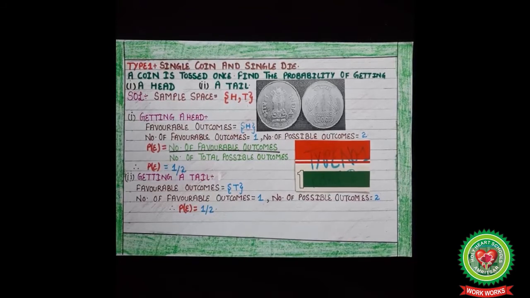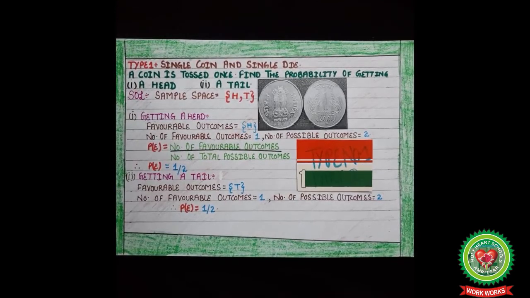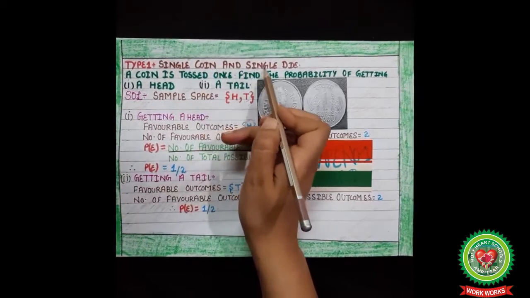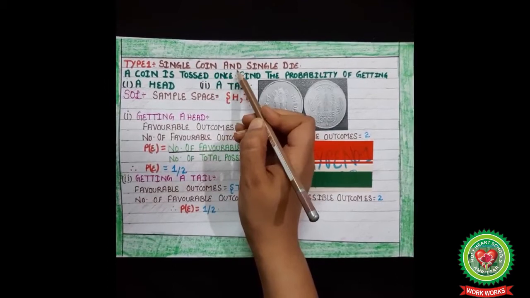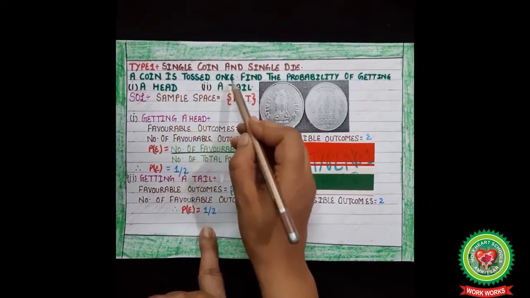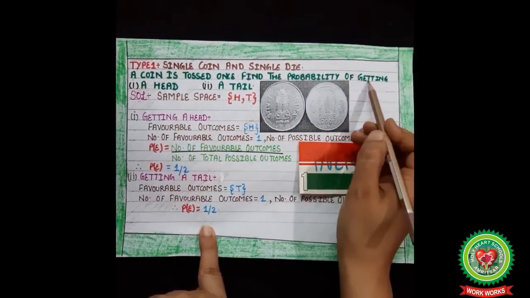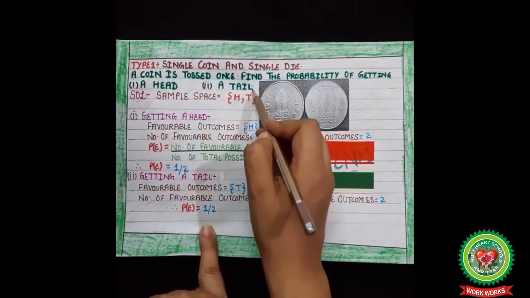Now students, let's start with the sum. So what is type number 1, which I told you in the objectives? Type number 1 is of single coin and single die. So here we will discuss single coin. The statement is: a coin is tossed once, find the probability of getting, first part, a head, second part, a tail.